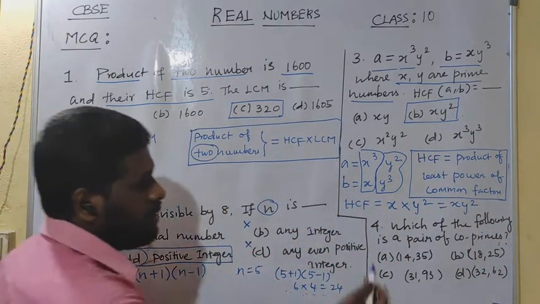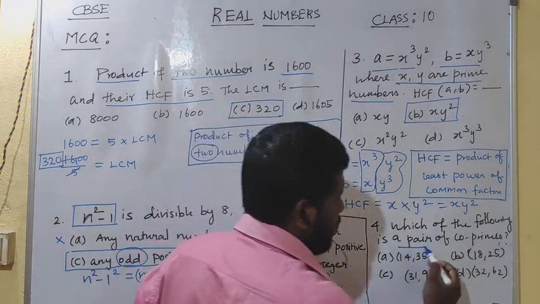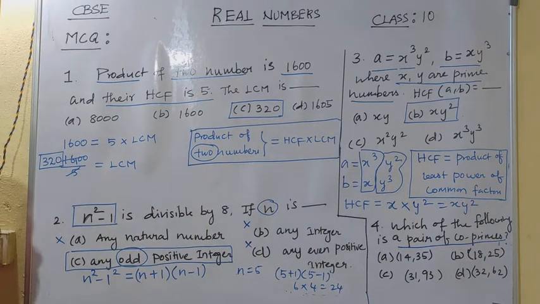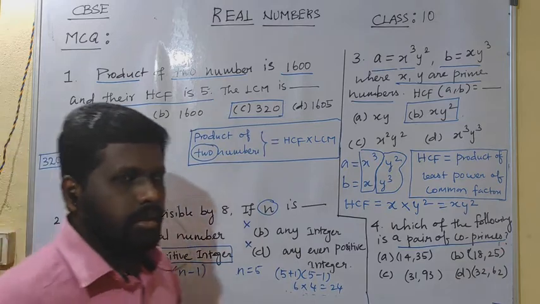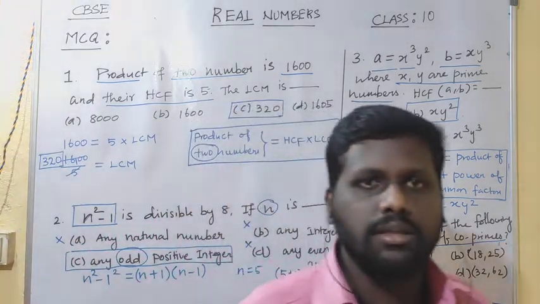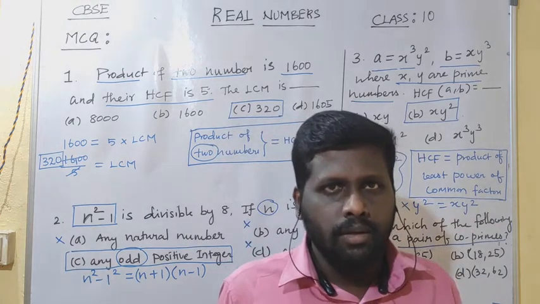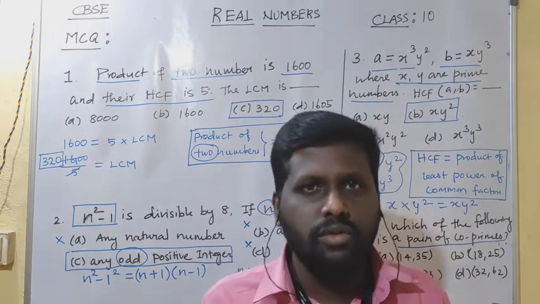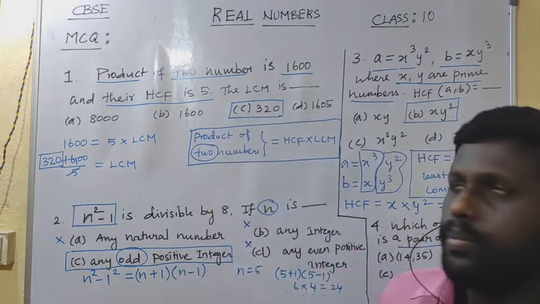Now, just see question number 4. Which of the following is a pair of coprimes? So I want to know what coprimes are. Unless I know the concept of coprimes, I cannot do anything. So children, coprime numbers means two numbers having a common factor of only 1. You take two numbers and check the common factor of those two numbers. If this is 1, you can say those numbers are coprime numbers.